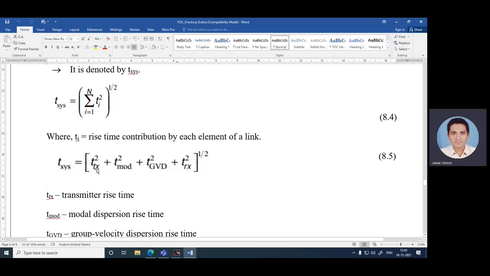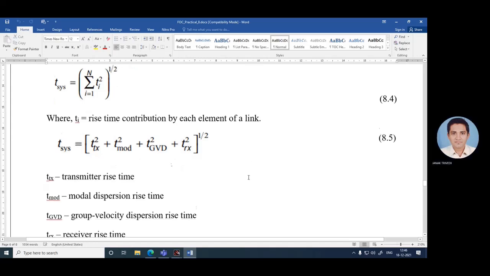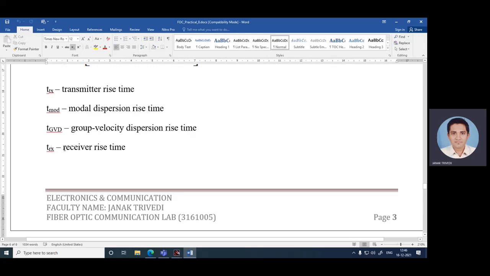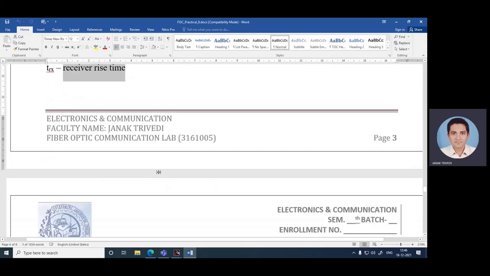T_system is equal to T_Tx square plus T_mod square plus T_GVD square plus T_Rx square, all to the power 1 by 2, equation 8.5, where T_Tx indicates transmitter rise time, T_mod indicates modal dispersion rise time, T_GVD indicates group velocity dispersion rise time, and T_Rx indicates receiver rise time.